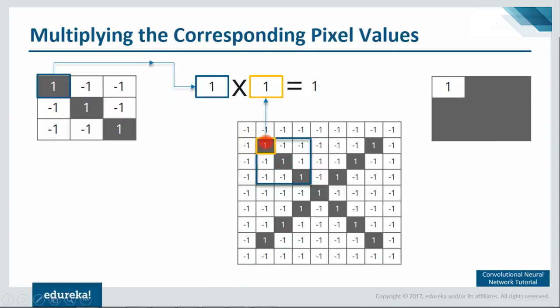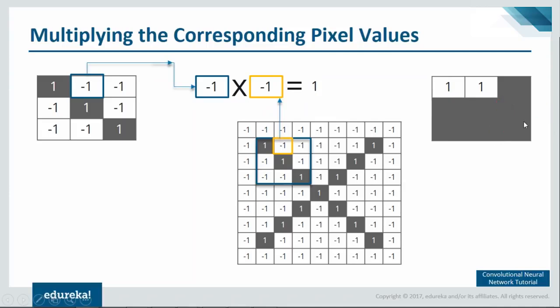So 1 will be multiplied with 1, we'll get 1, and we'll put it in another matrix. Similarly, we are going to move forward and multiply -1 with -1. We multiply -1 with -1, as you can see. Similarly, we multiply this as well, -1 into -1, then again -1 into -1. So we complete this whole process until we finish this matrix.